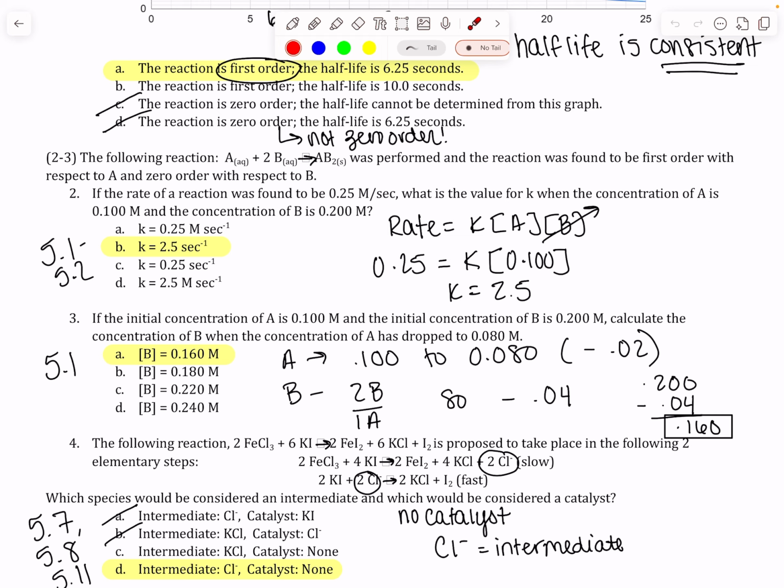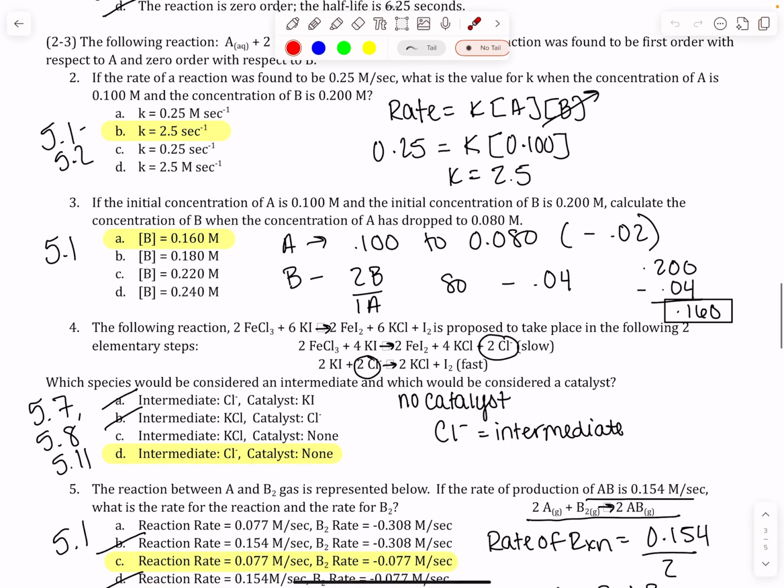My units, when it's first order, are seconds to the negative 1. So that's a gotcha question a little bit on units, right? Make sure you know the right units. So that covers reaction rates and then overall intro to rate laws.